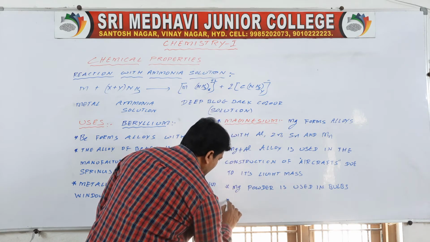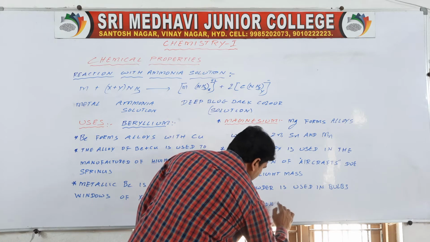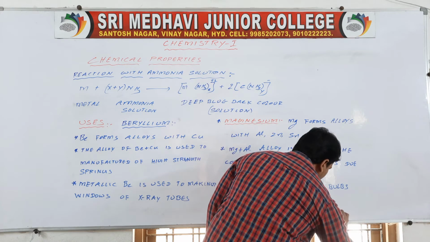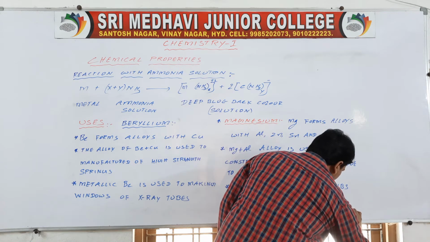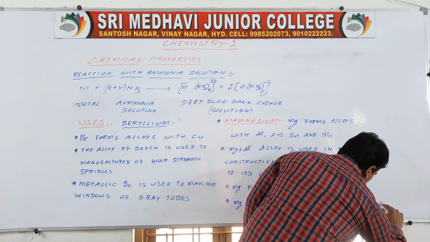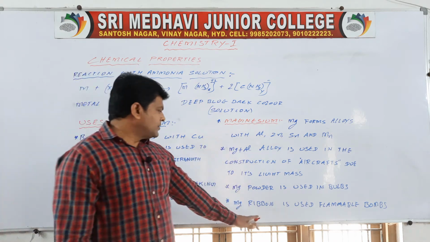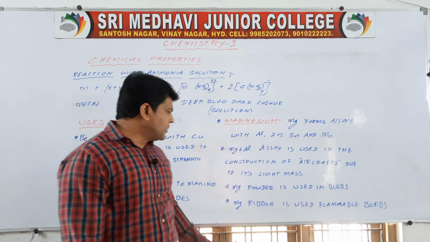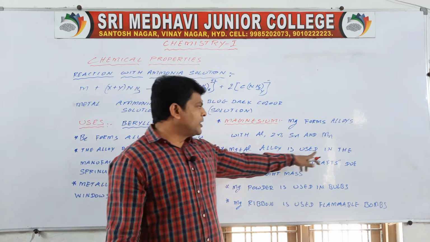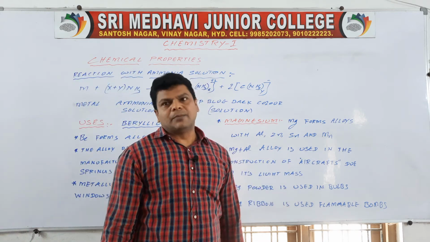Okay, next, magnesium ribbon is used in flammable bombs. So magnesium ribbon is used in flammable bombs. Magnesium powder is used in bulbs. So magnesium aluminum alloy is used in the construction of aircraft due to its light mass.